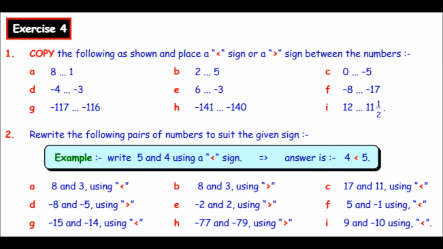And then number 2 is also very straightforward. It tells you what sign you have to use, and you have to put the numbers on the right side of the sign. So 8 and 3, and you've got the less than sign, so it would be 3 is less than 8. So that's all I want you to do. This is stuff that's not new to you. It's just a revision. So questions 1 and 2 there.